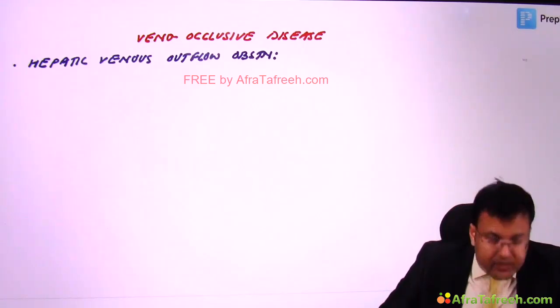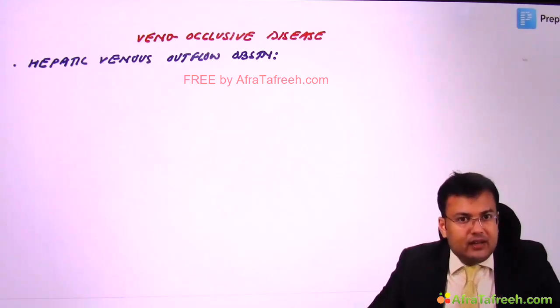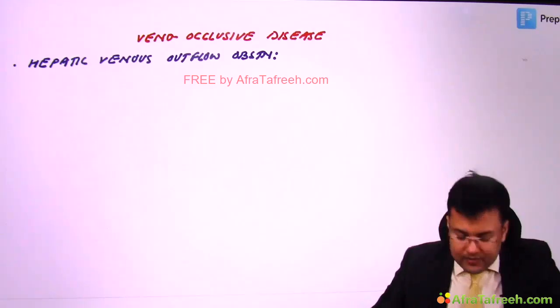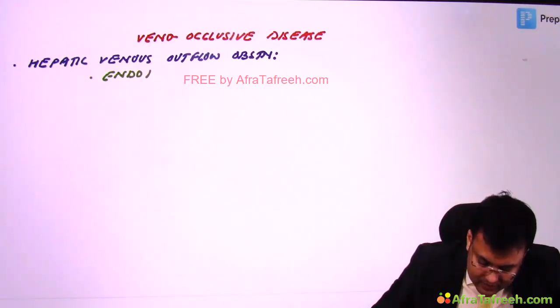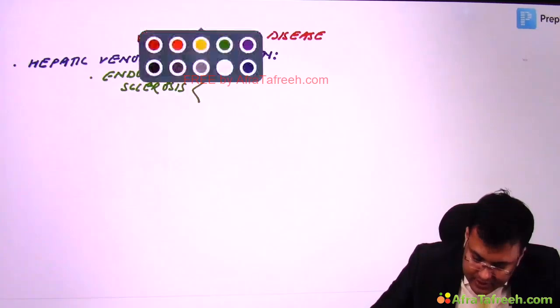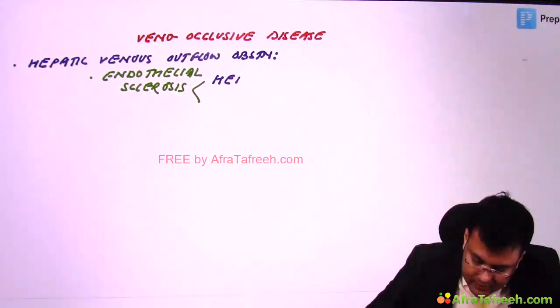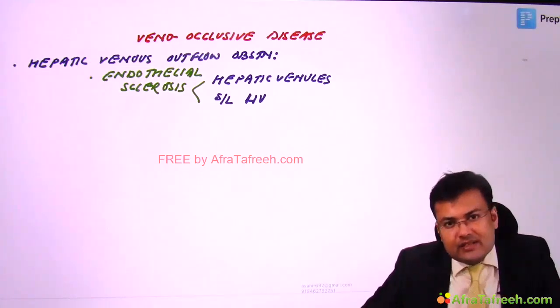But here what's the problem? In this case, it is because of endothelial sclerosis in hepatic venules or sublobular hepatic vein. It means these microscopic changes are seen in the microscopic structure.